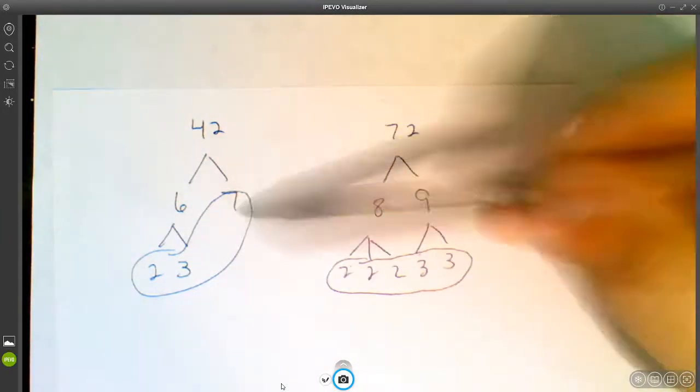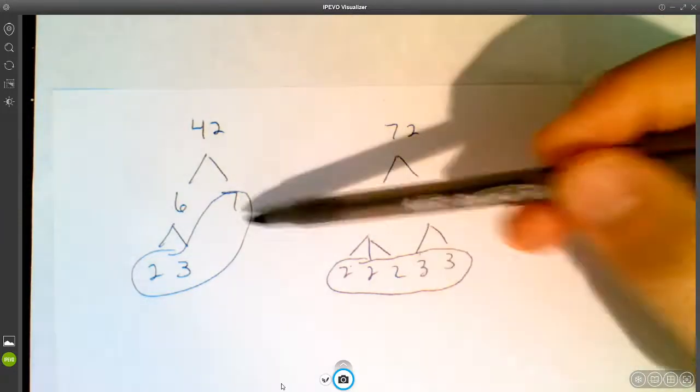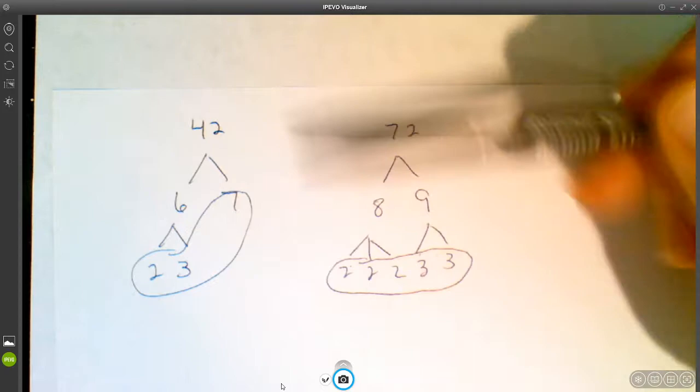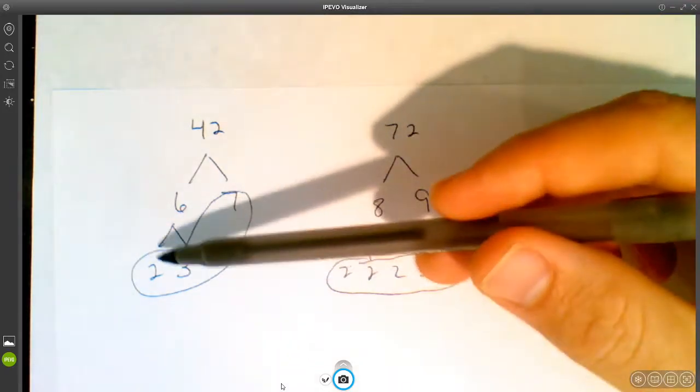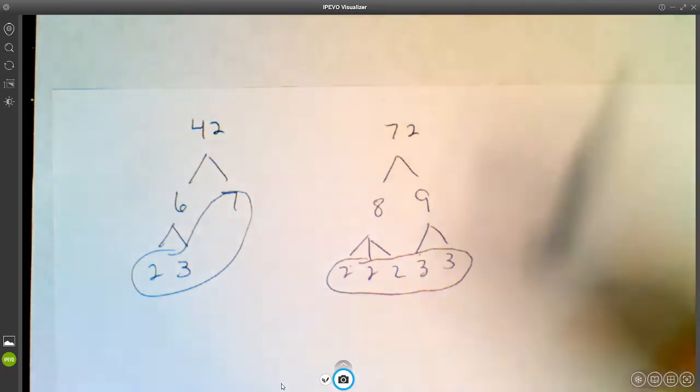So any multiple of 7 is not going to be a factor of 72. So you can kind of forget that. So I think those are our three options, 2, 3, and 6. And of course 1, which we've already mentioned.